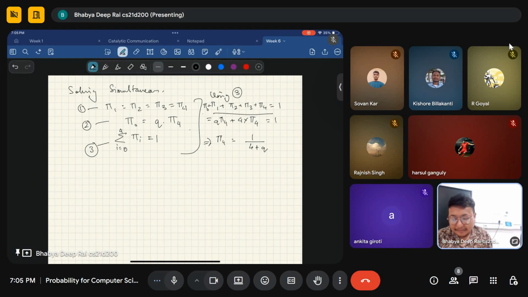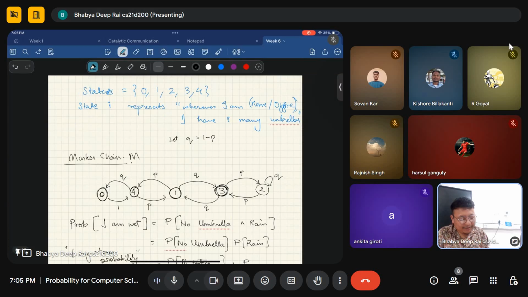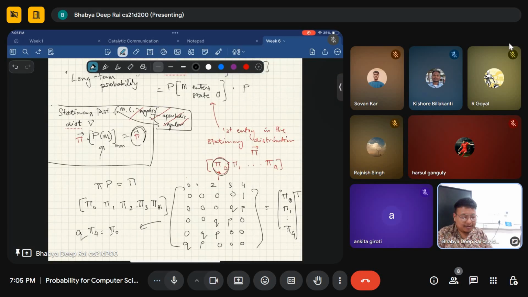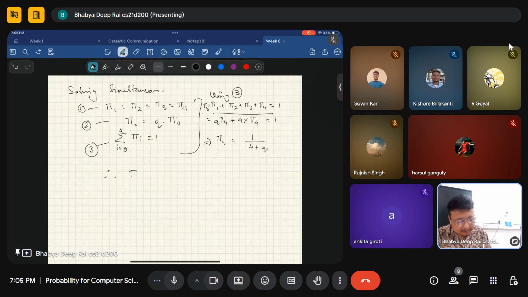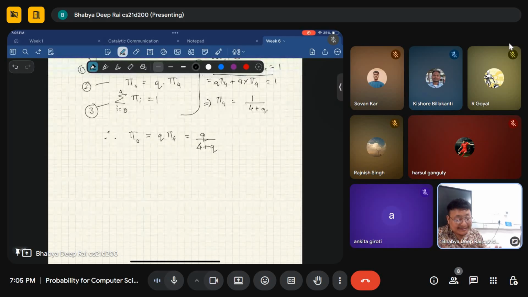Okay, good. So therefore, what do you have? But what do you need now? You need pi 0, right? So what is pi 0? You have pi 4, then what is pi 0? q by 4 plus q. Yes, pi 0 is q times pi 4, which is q by 4 plus q. So this is pi 0.